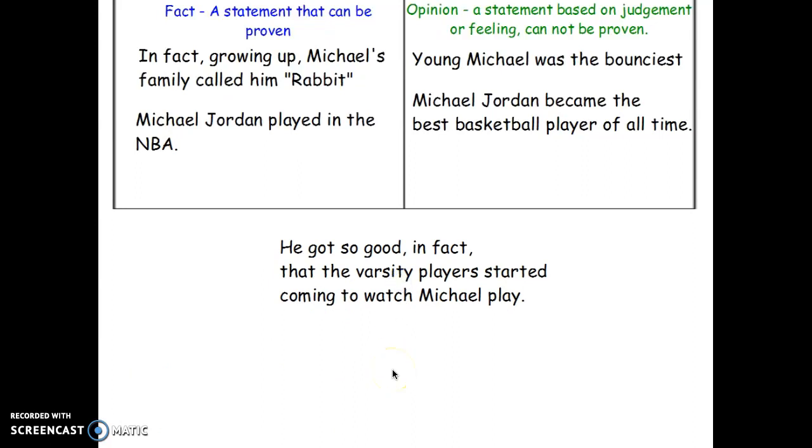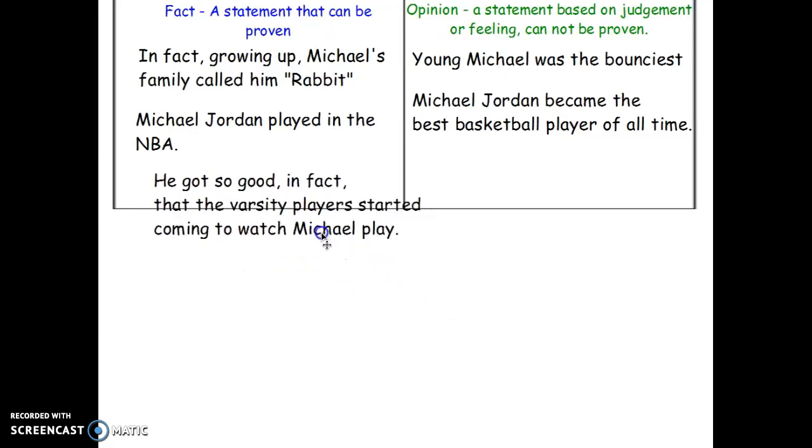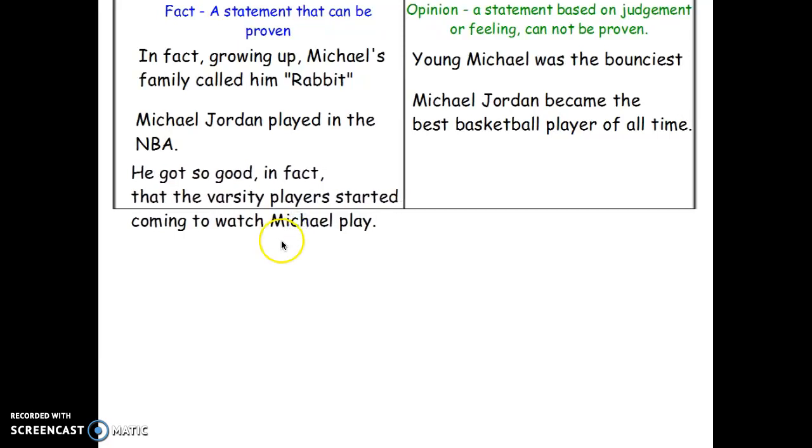He got so good, in fact, the varsity players started to come watch Michael play. Fact or opinion? Now this one's kind of tricky because it does talk about him being good, which is someone's feelings or ideas, but that's not really the main point of this statement. The main point of this statement is the fact here is that the varsity players started coming to watch Michael play. Now this is a fact. We could prove that. If you were there to observe during that time in Michael's life, you would see the varsity players starting to come watch him play. That's something we could prove actually happened in Michael Jordan's life. So that would be a fact.